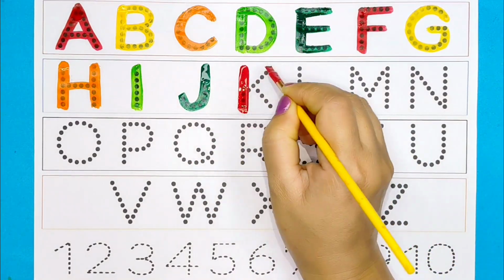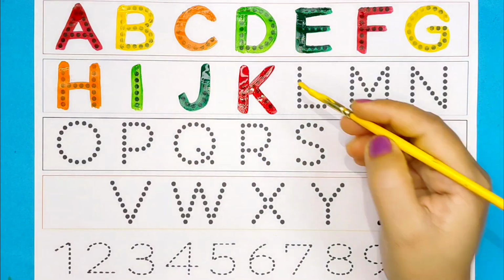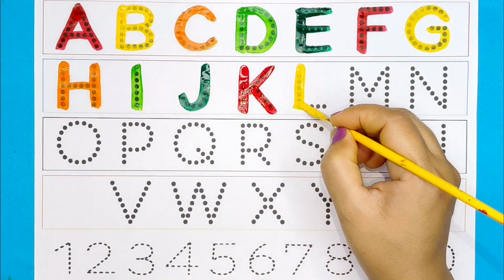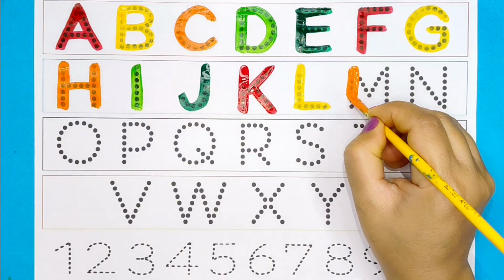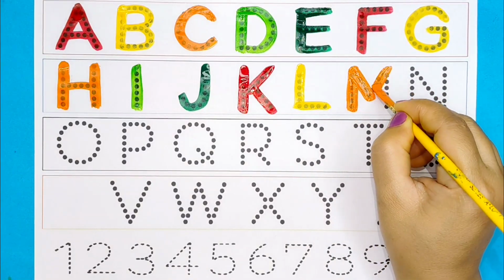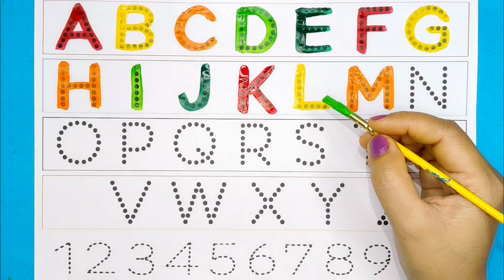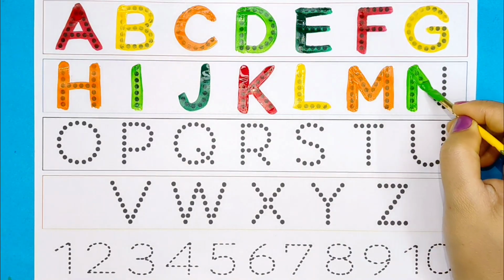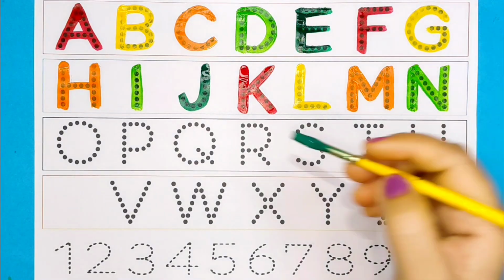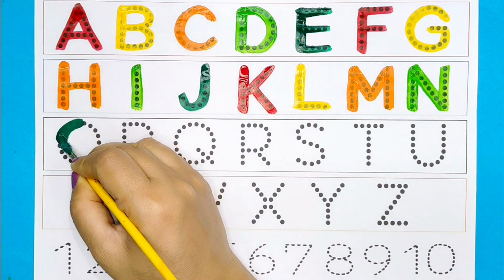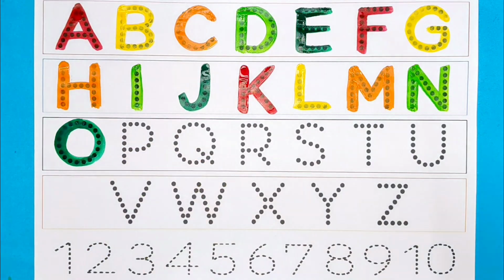Red color. K. K for kite. Yellow color. L. L for lemon. Orange color. M. M for monkey. Light green color. N. N for nose. Dark green color. O. O for octopus.